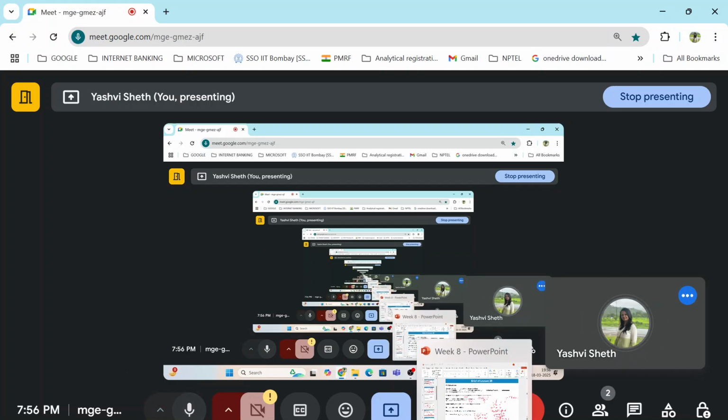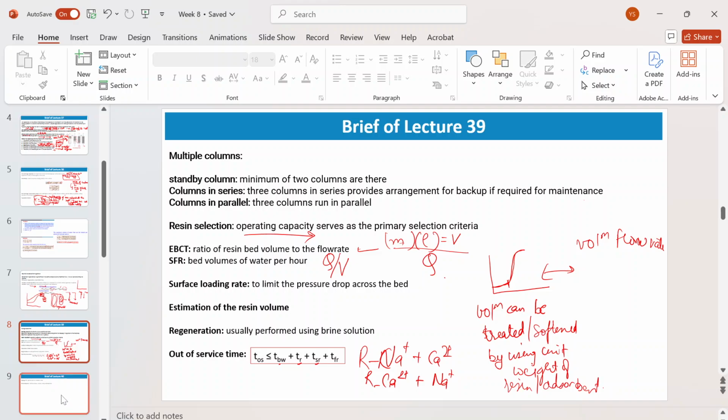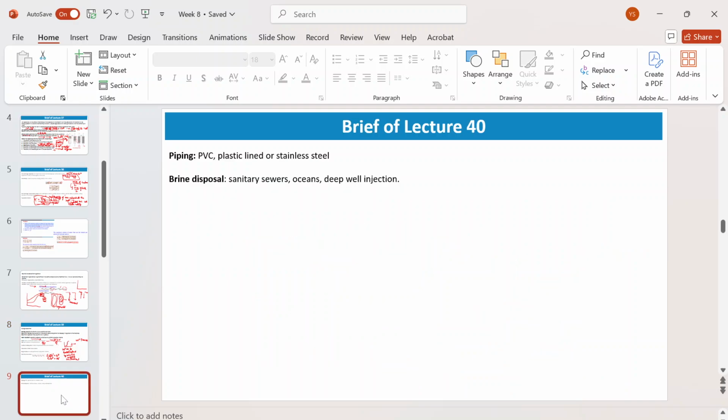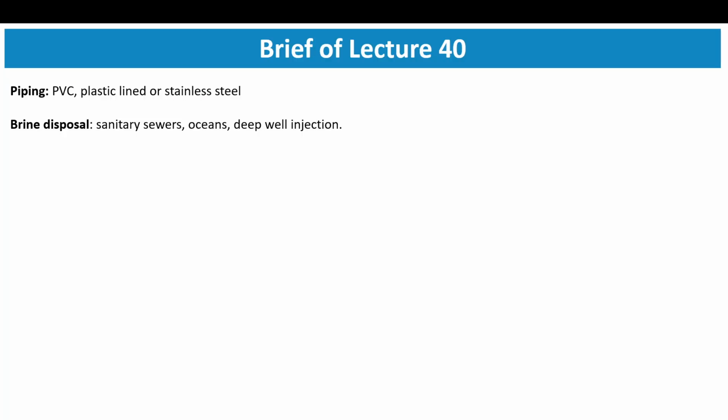Let's move forward. Yeah, and if we talk about the major and real considerations, it could be piping considerations, the disposal of the used resin, or, if you talk about adsorption, the disposal of used adsorbent, and the disposal of the regenerating solution, or here in case of ion exchange, the brine solution, right?